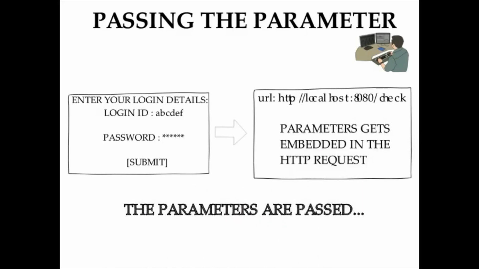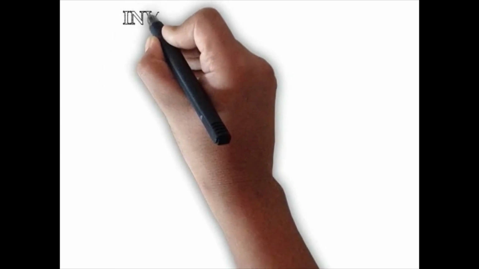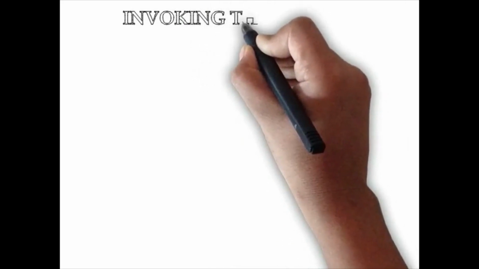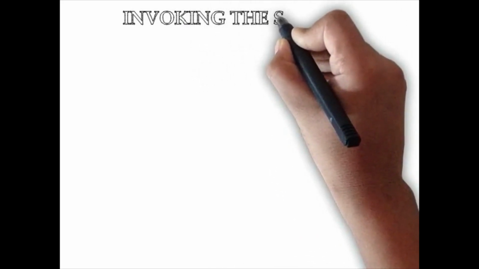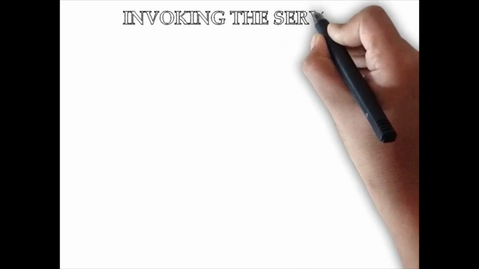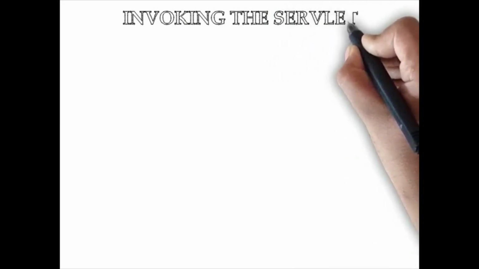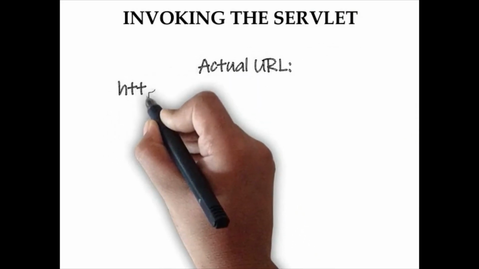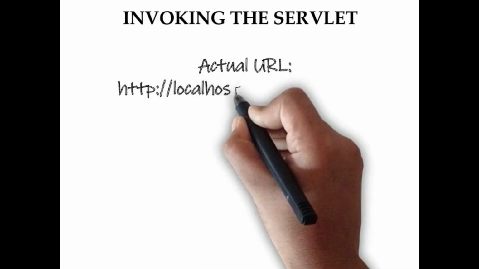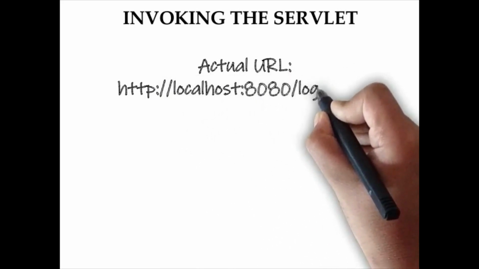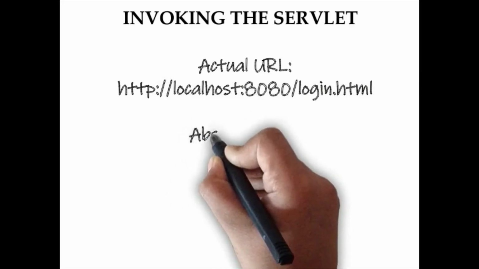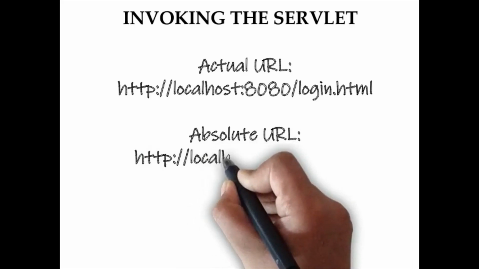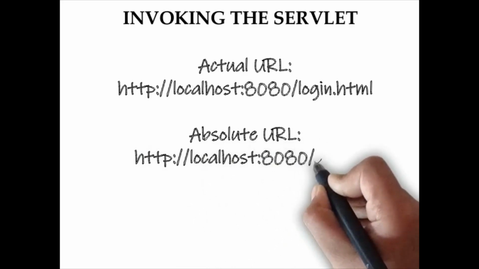The next step is to invoke the servlet. Now, the reason we need to invoke the servlet is because the servlet doesn't know that you have passed the parameters and then it needs to retrieve them. So it is done by using an actual and an absolute URL. Now, what is an actual and absolute URL? The actual URL is the URL of the login HTML page. So once you enter your credentials on the login HTML page, it will be redirected to an absolute URL. That URL will invoke the servlet. And once your servlet is invoked, you are all ready to retrieve your parameters.